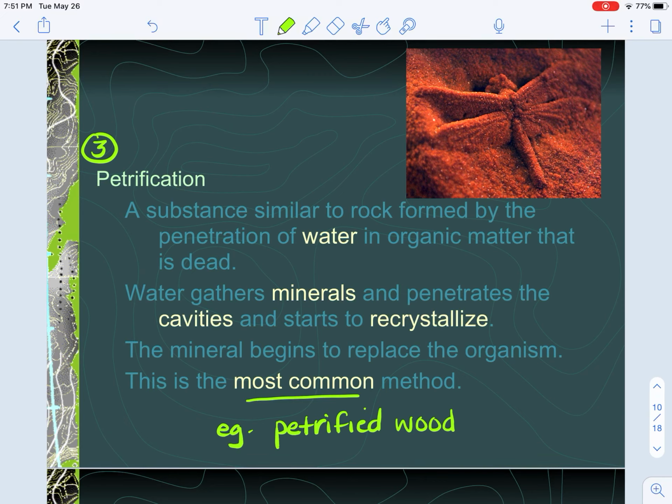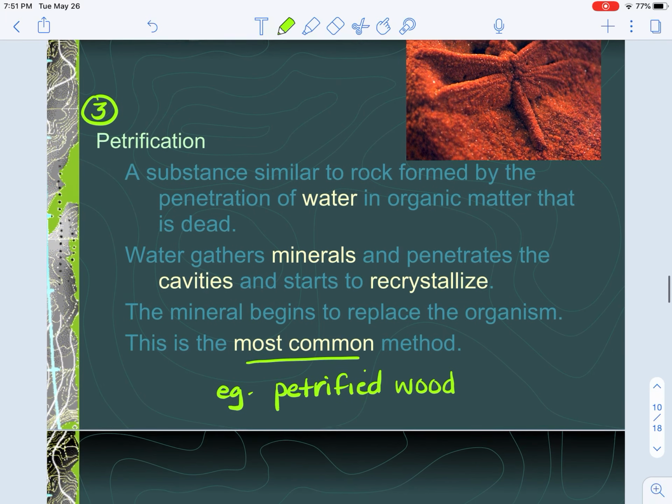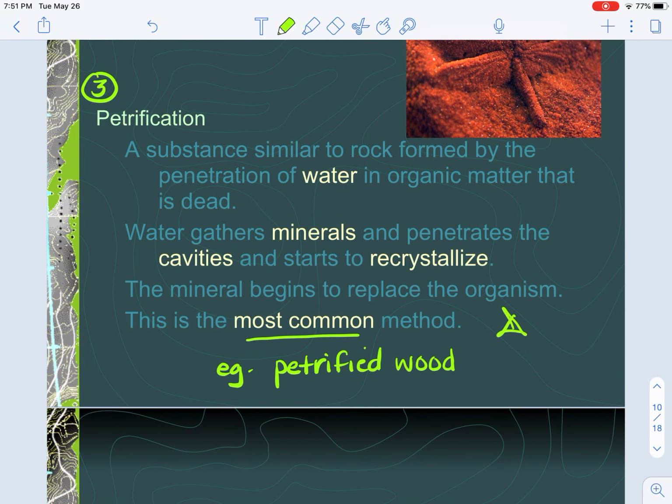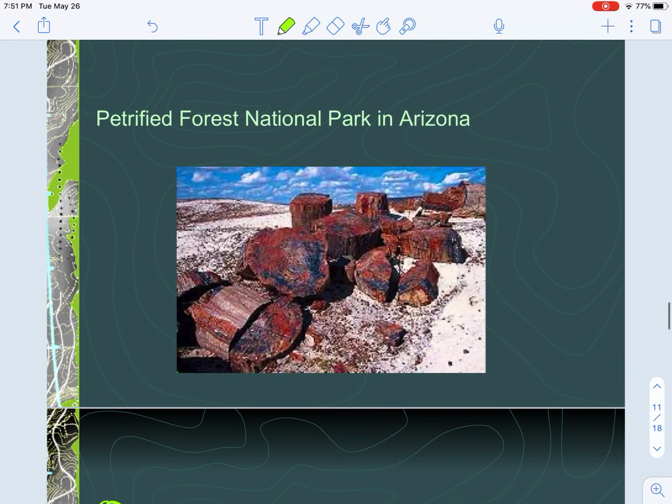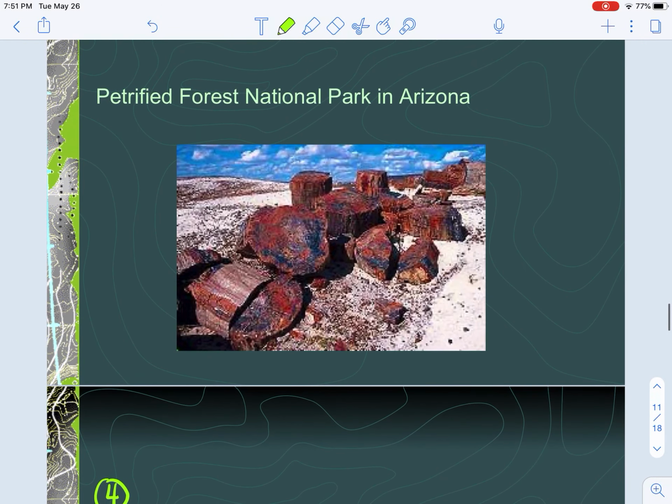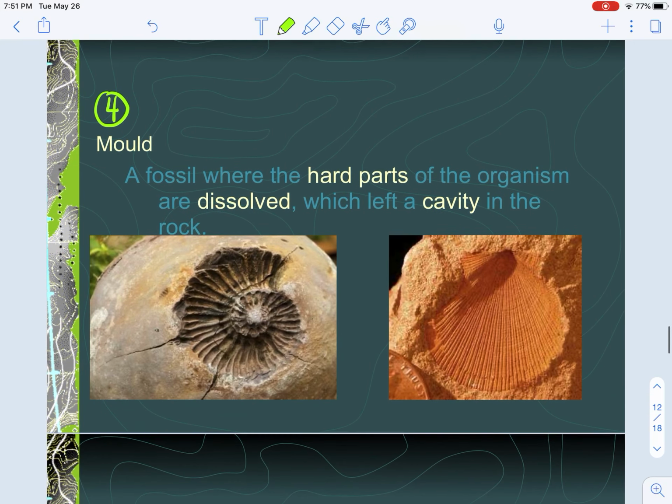Most people are familiar with petrified wood. So what happens is water gets in there, into that dead material, and the minerals in that water will crystallize, and then the minerals replace the shape and all the parts of that organism. And it actually is the most common way we find fossils, is petrified. Here's a whole petrified forest in Arizona.